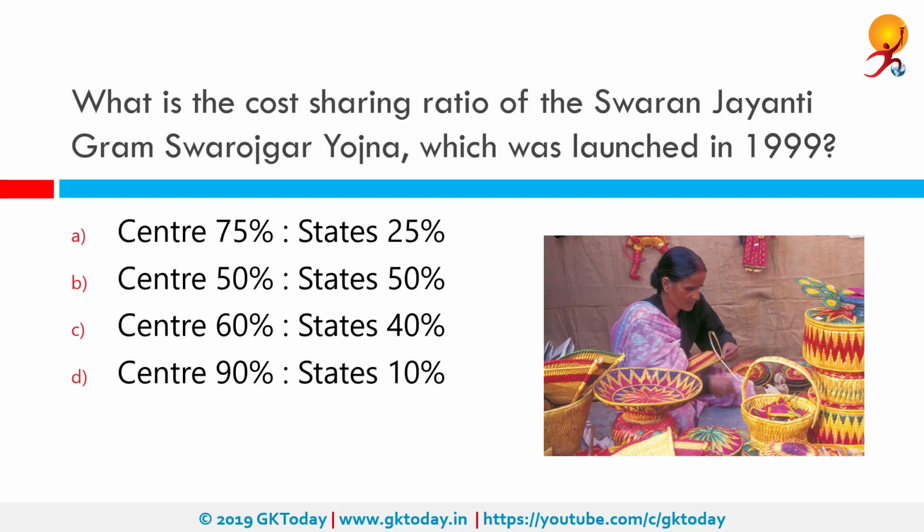What is the cost sharing ratio of the Swaran Jayanti Gram Swarojgar Yojana, which was launched in 1999? The correct answer is center takes 75% of the burden and states take 25%. So SGSY was launched on April 1st, 1999. The objective is to bring the assisted Swarojgaris or people who work on their own above the poverty line by providing them with an income generating asset through bank credit and government subsidy. The scheme is being implemented on a 75:25 cost sharing between the center and the states.